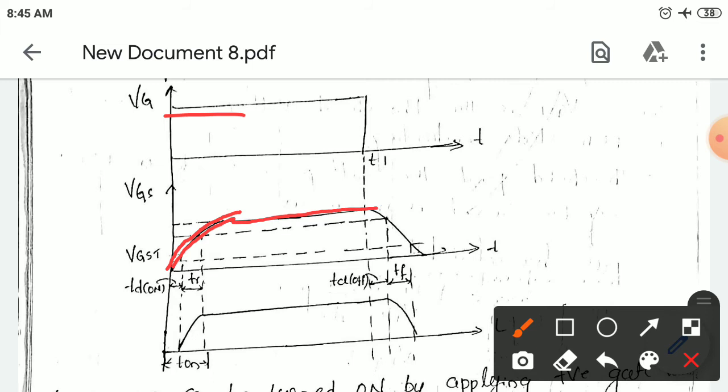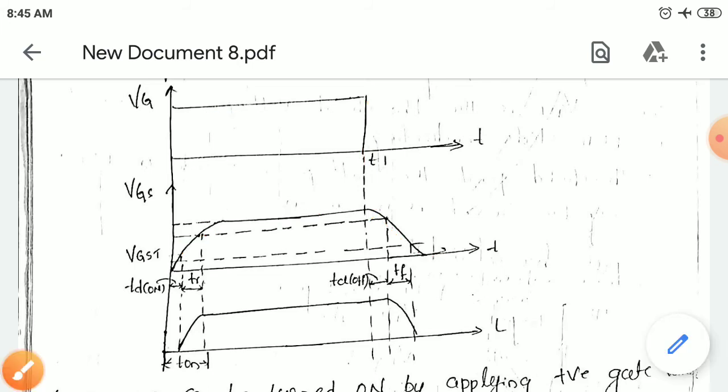Similarly, when discharging, if you remove the gate voltage, the capacitance starts discharging. When the capacitance is completely discharged, your MOSFET goes to the off state. That is why, because of the internal capacitance of the MOSFET, the turn on and turn off characteristics are disturbed here. That is called the switching characteristics of the MOSFET.